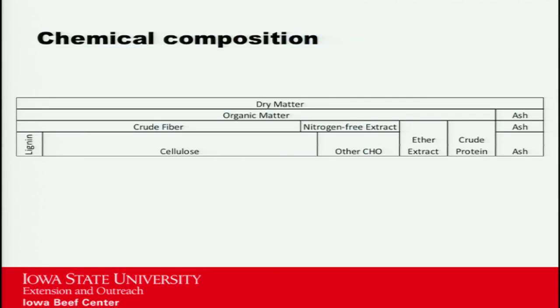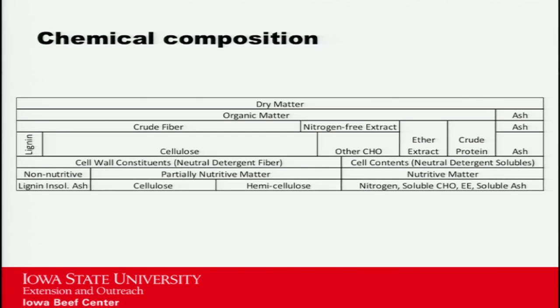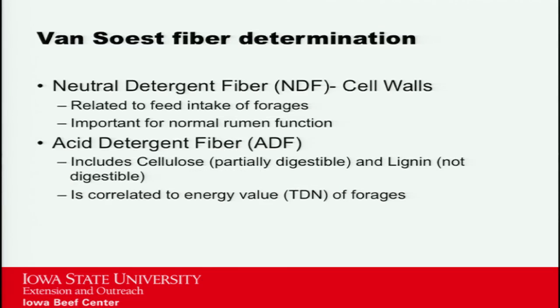The second part is chemical composition. With chemical composition, a lot of what we're doing is evaluating the fiber profile and the carbohydrate profile in an effort to estimate the energy value of the silage. And that fiber is really related in a couple of different ways. We have the neutral detergent fiber, which is all of the cell walls in the plant itself, and that's related to feed intake of the silage.